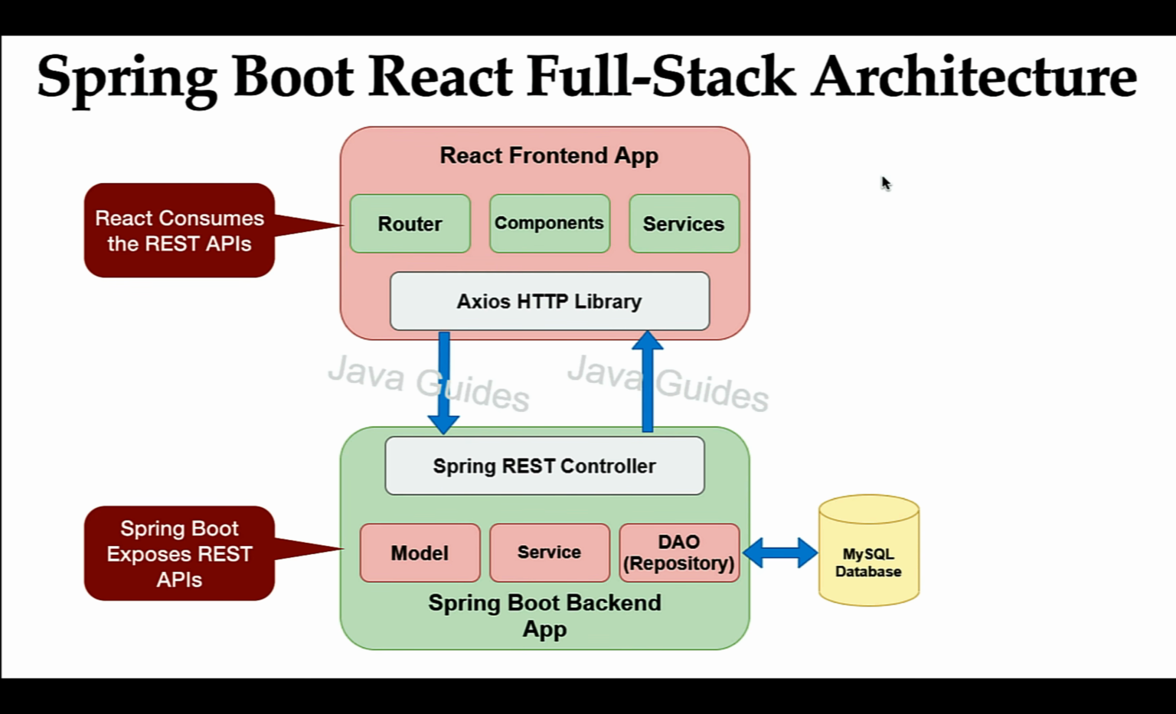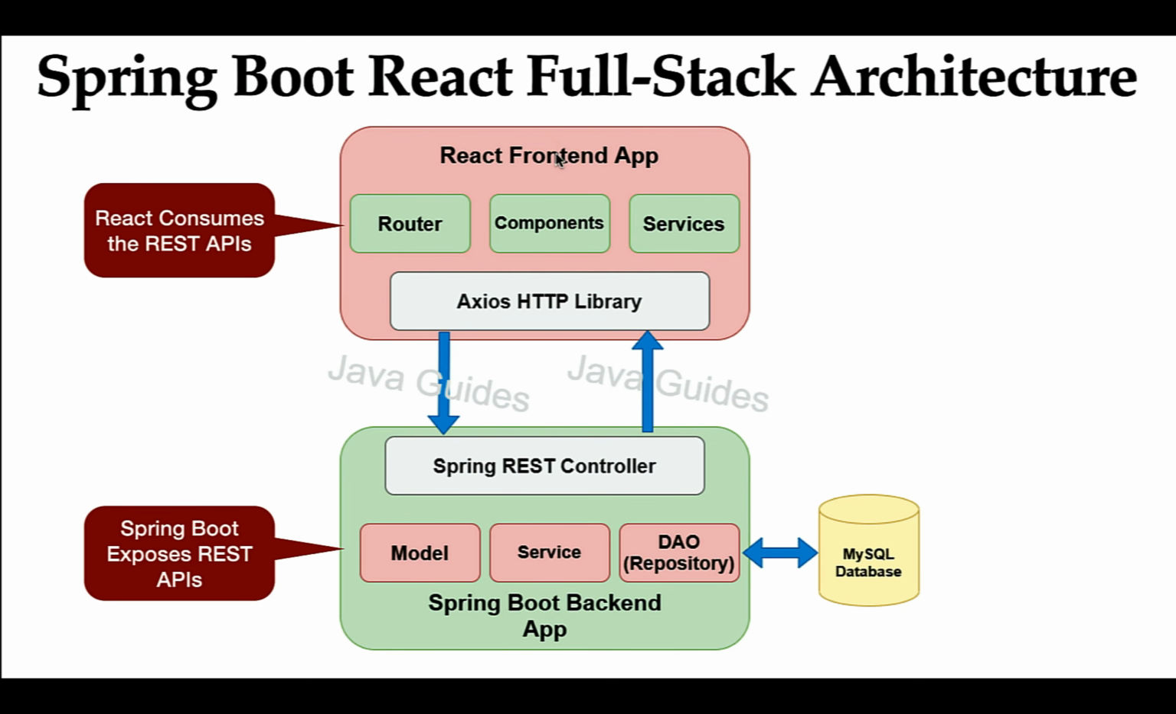Okay, so let us take a look at some of the key components and their roles in this architecture. Let us begin with the Spring Boot backend application. In the Spring Boot backend application, we will create a 3-layer architecture: the controller layer, service layer, and DAO layer. The DAO layer is responsible for talking with the database, the service layer contains the business logic of the application, and the controller layer contains the Spring MVC controllers, which expose the REST APIs.